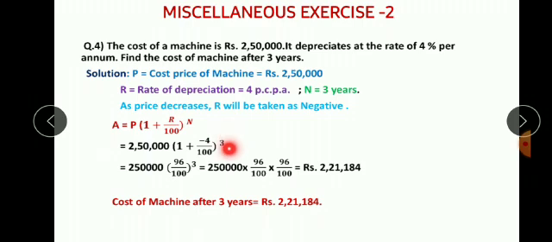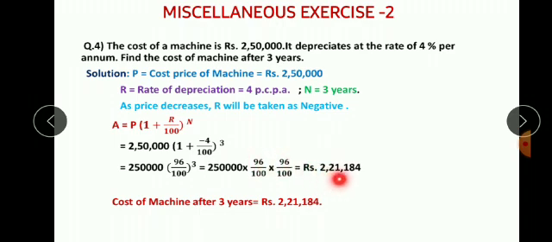N is 3. So here do the cross multiplication and find the numerator and denominator of the given fraction. So here 1 into 100 is 100 minus 4. 100 minus 4 is what? 96 upon 100. So 2,50,000 is multiplied by (96 upon 100) cubed. That will be 2,50,000 into 96 upon 100 into 96 upon 100 into 96 upon 100. Now 4 zeros get cancelled, then 25 is left. 25 into 96 into 96 into 96, what will we have?